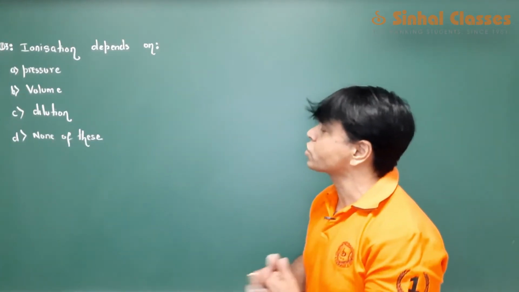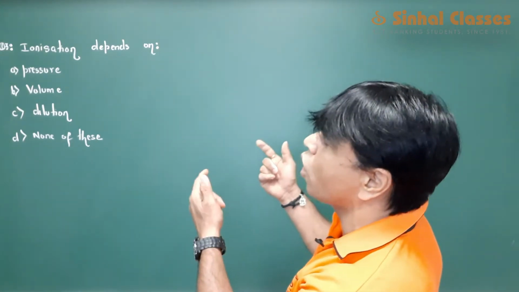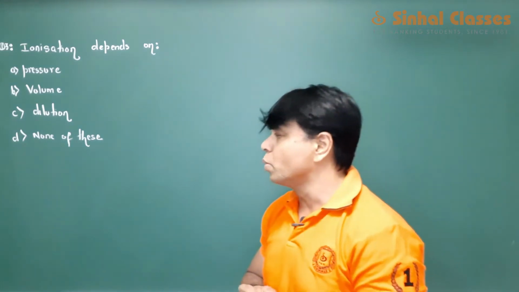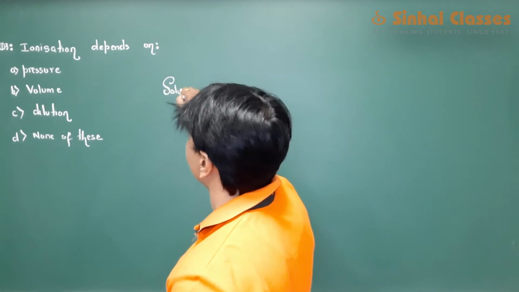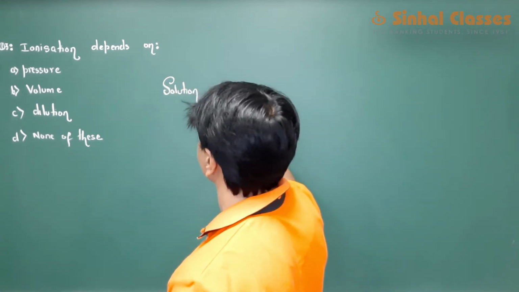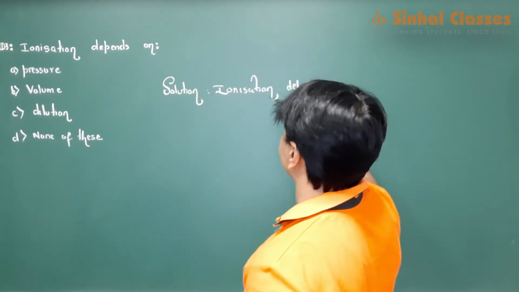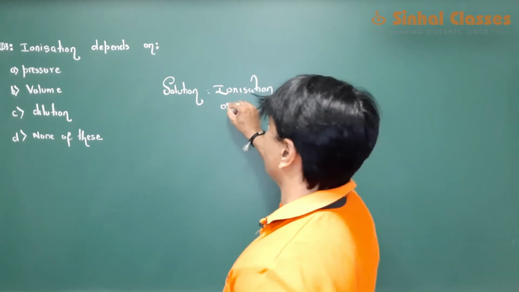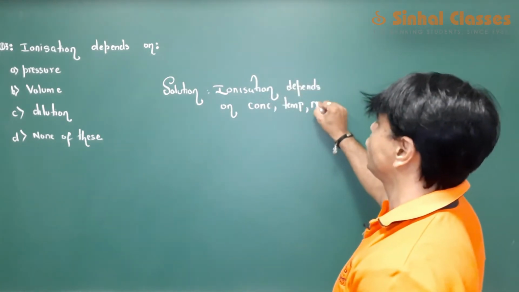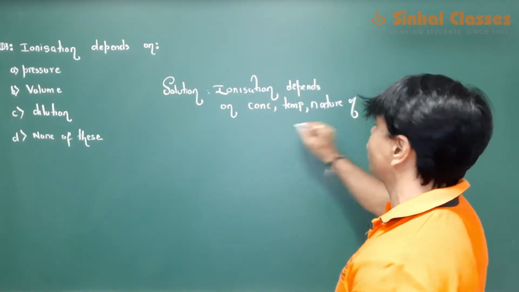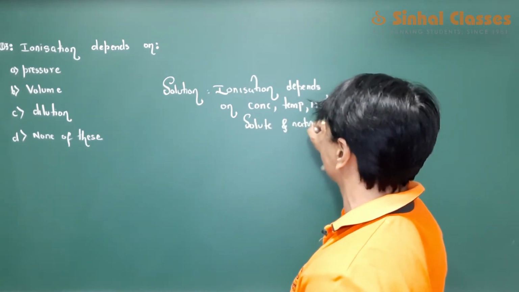Okay student, have a look at this question now. A very simple question. It says ionization depends on, is it pressure, volume or dilution? Basically, ionization depends on concentration, temperature, nature of solute and nature of solvent.